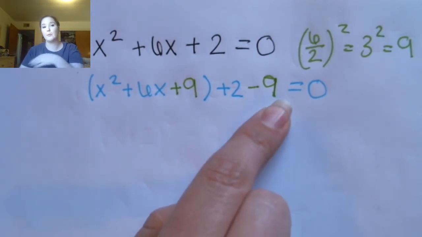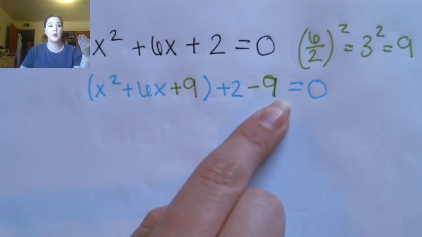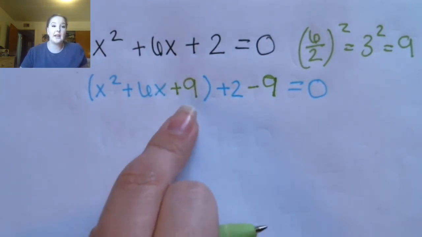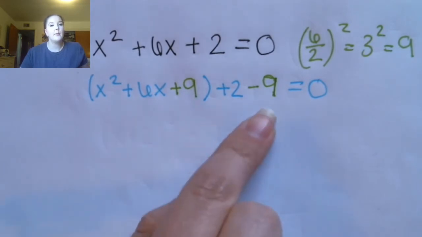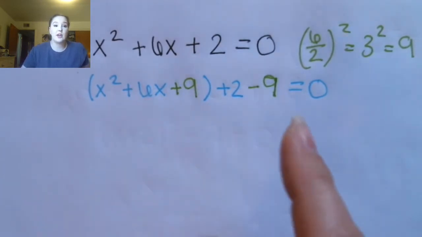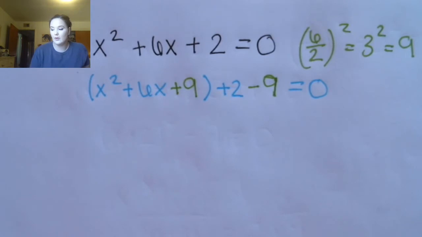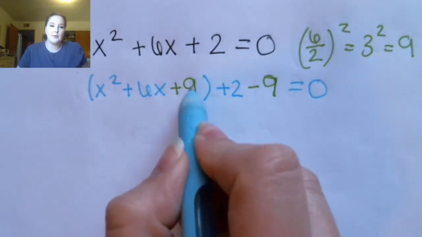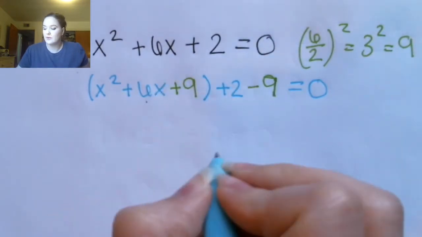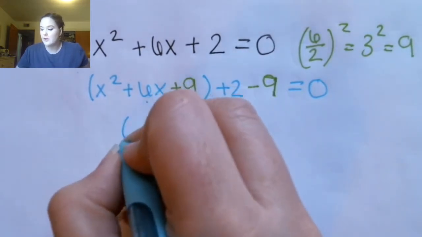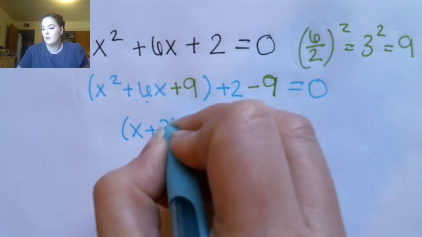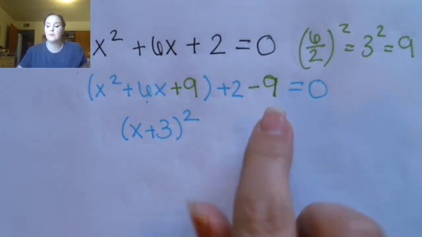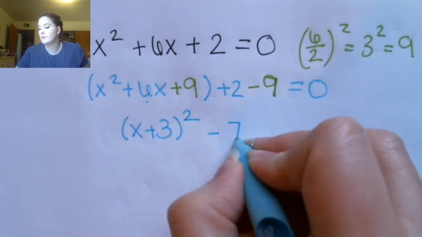It's just like when you want to multiply something by 2 and you have to do it on both the top and the bottom. This is that same idea. You want to add 9 to make this a square, but you have to also subtract it so that you're not changing the problem. All right, so now we're going to factor this. We're asking what multiplies to 9 and adds to 6, so it's going to be 3 and 3. And then we're going to combine these two together. So 2 minus 9 is -7.